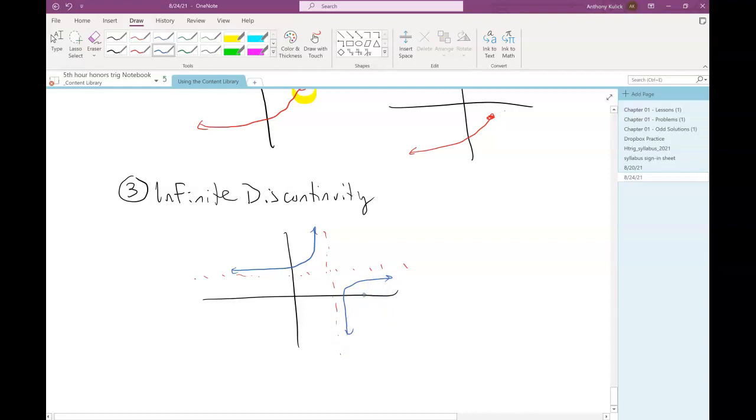Can you guys think of a situation where you have a vertical asymptote that's not a discontinuity? You saw this last year in your Algebra 2 class. That's probably the topic you have the least remaining familiarity with. Typically, that's my experience.